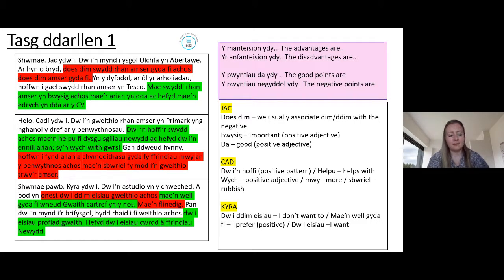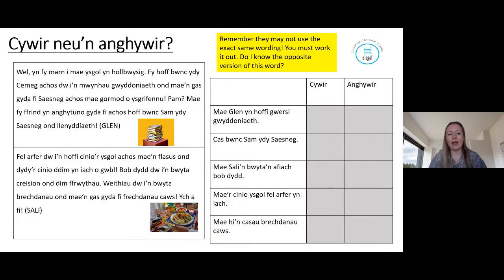Okay, right, and symud ymlaen te, moving on, we're looking at cywir, anghywir, true or false. So we've got Glenn and we've got Sally. So the same thing again. I want you to recognise whether the word is true or false. So Glenn says, well, yn fy marn i, mae ysgol yn holl bwysig, exceptionally important. Fy hoff bwnc ydy Cymraeg, achos dwi'n mwynhau gwyddoniaeth. Ond mae'n gas gyda fi Saesneg, achos mae gormod o ysgrifennu. Pam? Wel, mae fy ffrind yna'n cytuno gyda fi, achos hoff bwnc Sam ydy Saesneg, ond llenyddiaeth.